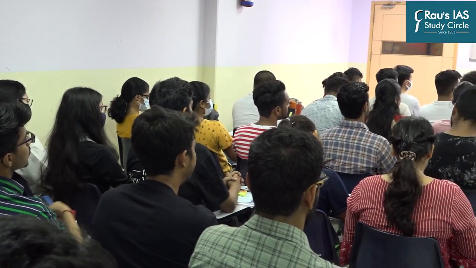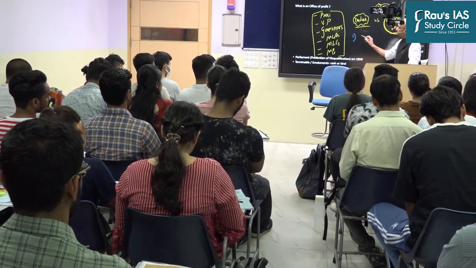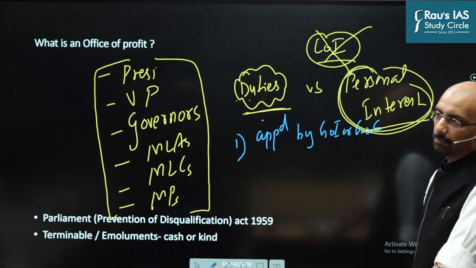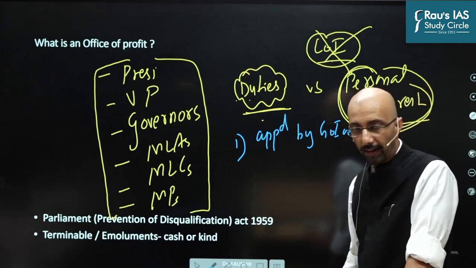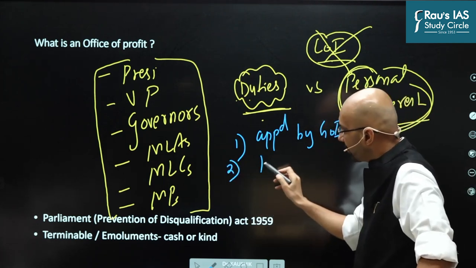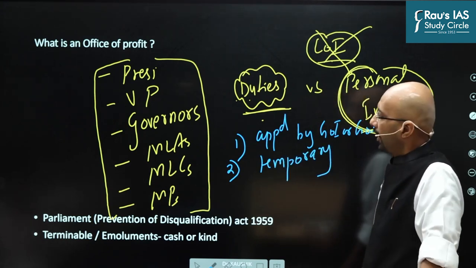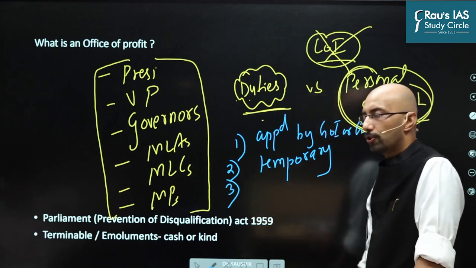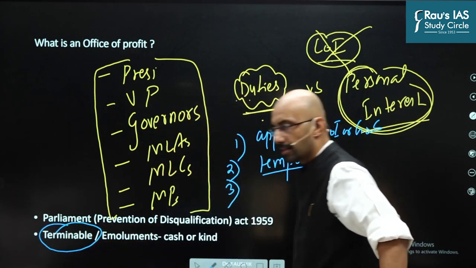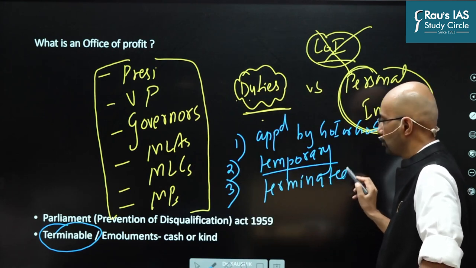First, you are holding an office and you have been appointed to that office by the government, either the government of India or the government of a state. It means the executive has given you that appointment. Second, the office that you are holding is a temporary office. It is not a permanent office. Third, because it is temporary, it is terminable. It means your services from that office can be terminated at any time. So it is not permanent.